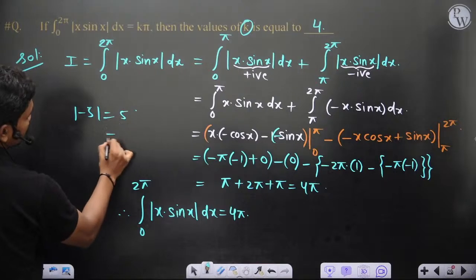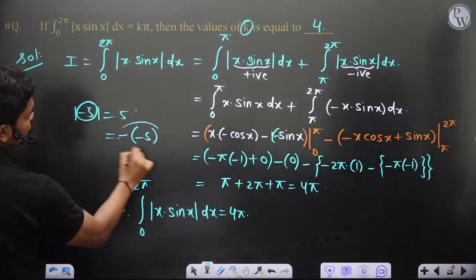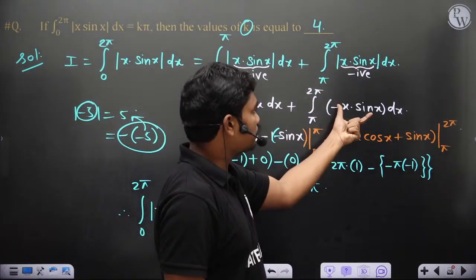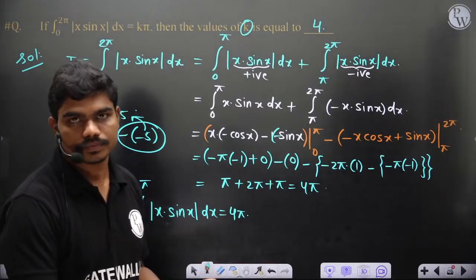How did you write 5? Because this number is negative, the negative of this negative number gives you 5. Similarly, if this is negative, then the negative of this complete negative gives you a whole positive. That's what. Okay, fine.